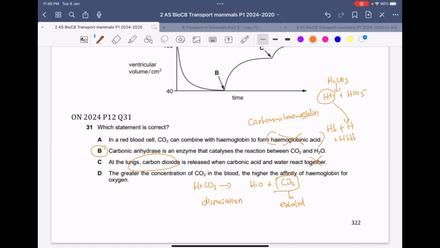Now the greater concentration of carbon dioxide in the blood, there will be lower affinity，不是 higher 是 lower。Because lower affinity 就是说这个 hemoglobin 它对氧气的这个亲和力变低，所以它会更加容易去释放 oxygen to the respiring tissue.